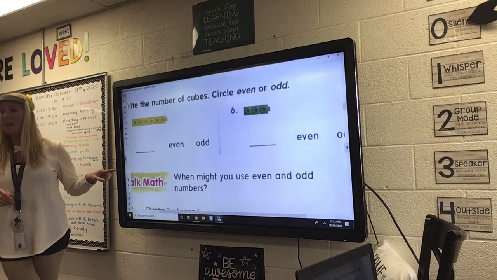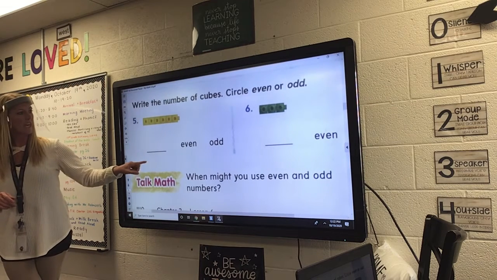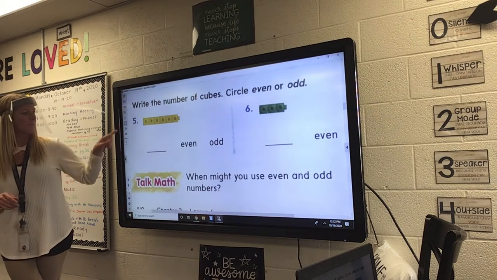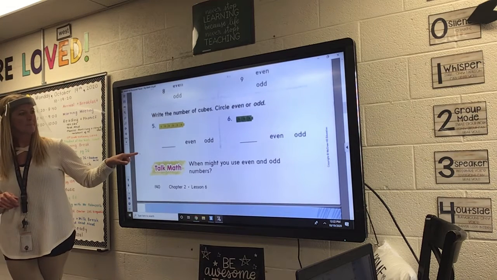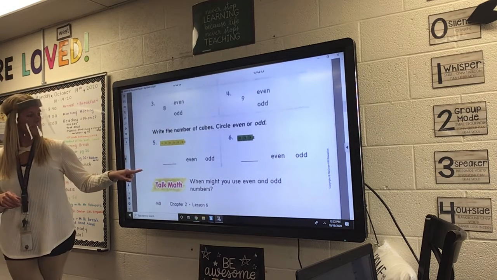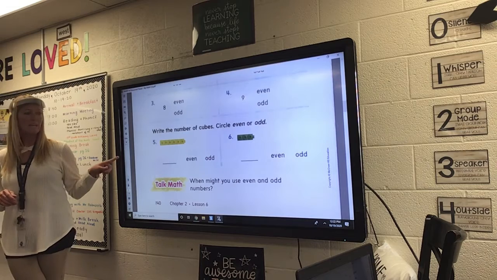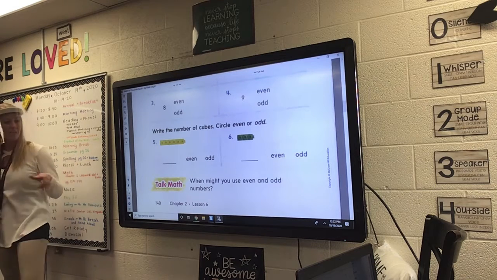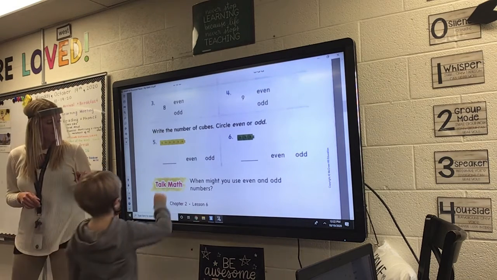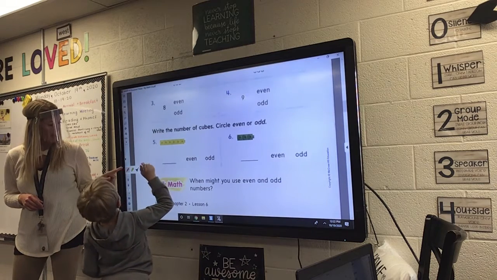So on number 5, Eli, how many cubes are there? 6. Okay, Eli, come up and write 6. Then Eli, is 6 odd or even? One second, Eli. One second. One second here. There you go.